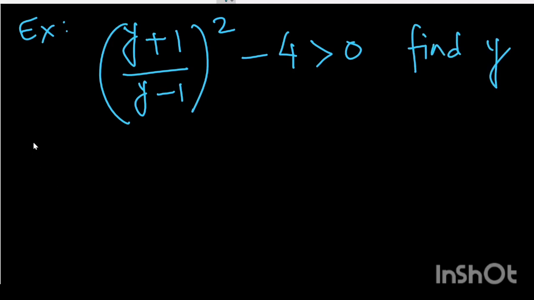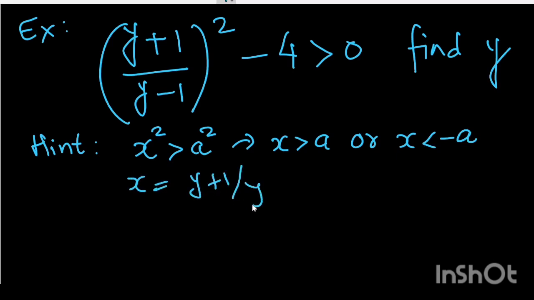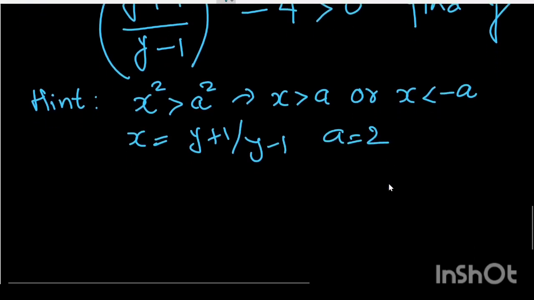So how do we solve this, guys? If you think, the hint would be like this. We will use x square greater than a square, and we know x square greater than a square means x is greater than a or x is lesser than minus a. So here x is what, guys? x is y plus 1 upon y minus 1 and a is 2. Okay, that way we can solve this.